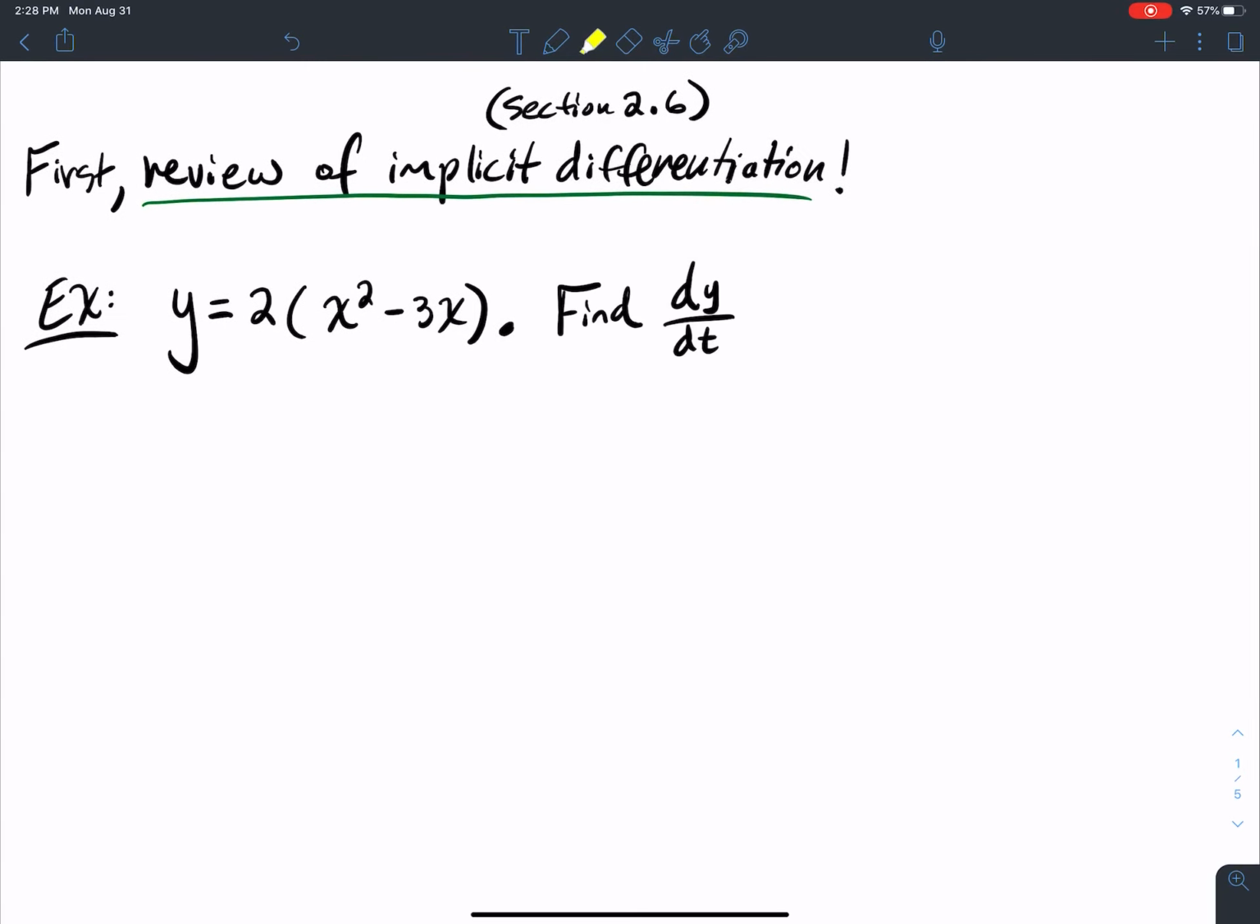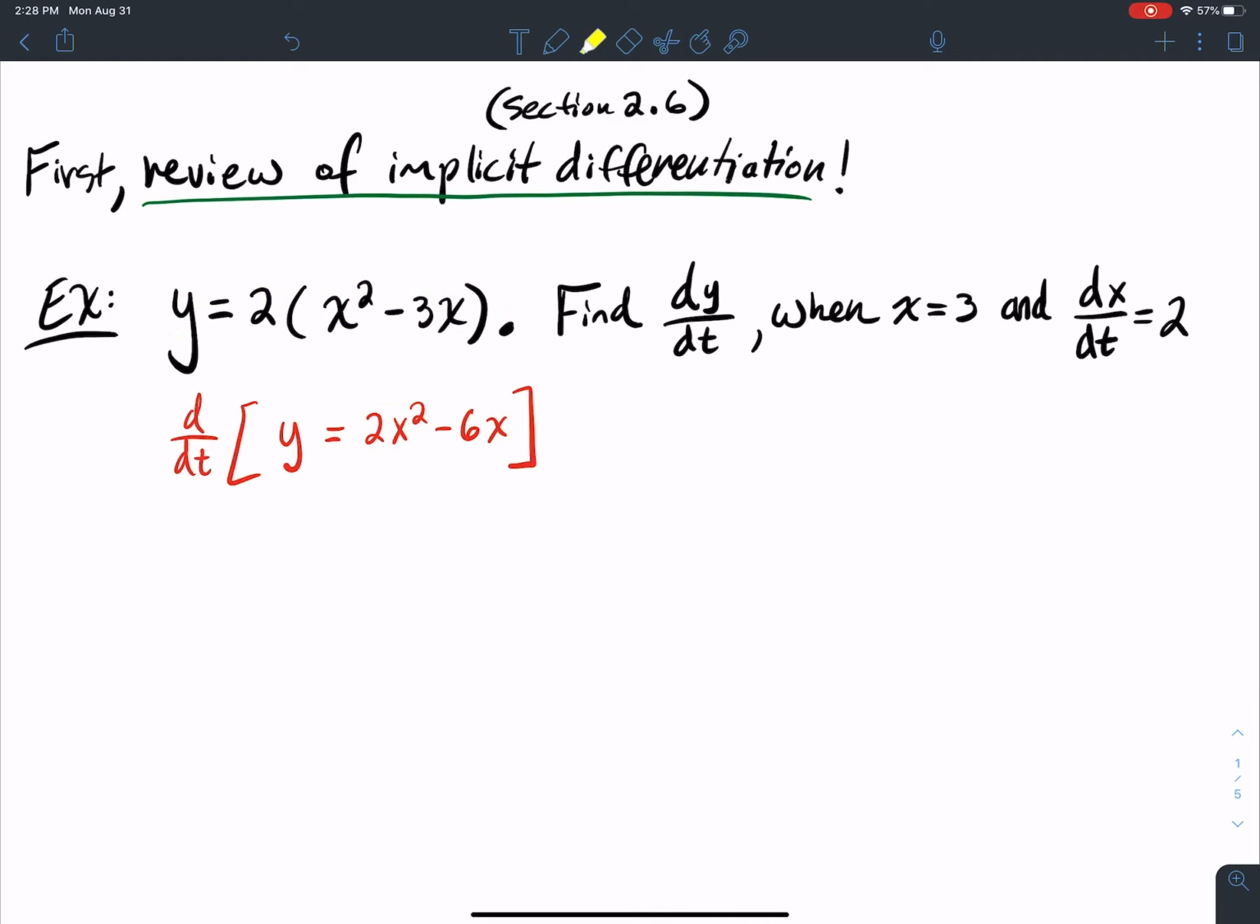To define dy/dt, I need to take the derivative of y with respect to t. So that's the dy/dt, whenever x equals 3 and dx/dt is equal to 2. So we're going to find exactly what dy/dt equals. It'll be a number. Okay, so I'm going to take this function here and take the derivative implicitly with respect to t. So the derivative of y with respect to t is dy/dt.